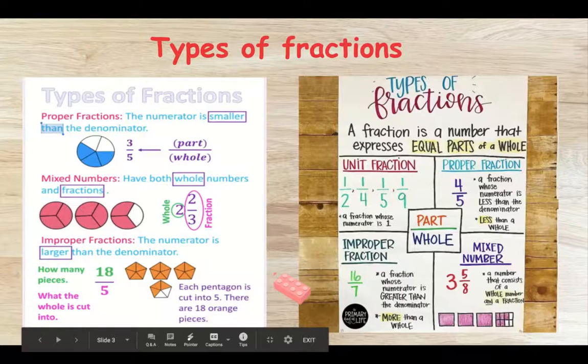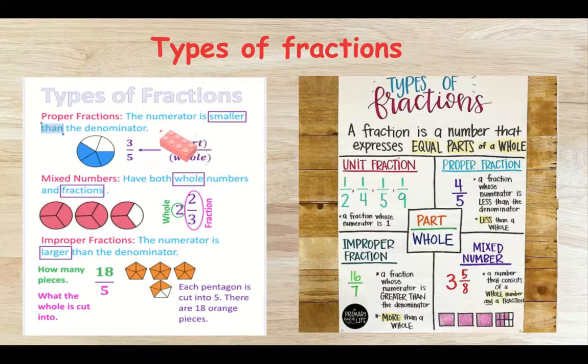Types of fractions. The first type of fraction we will be talking about is proper fractions. These are known as proper fractions because their numerators are smaller than the denominator. For example, 3/5. 3 is much smaller than 5, and hence we have a proper fraction.